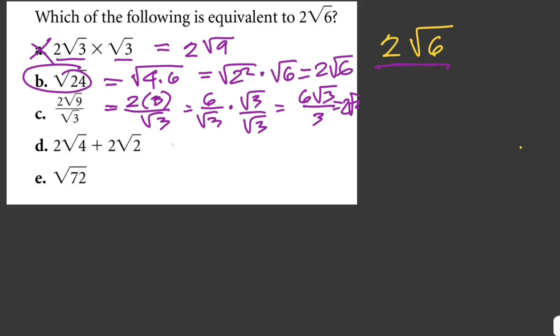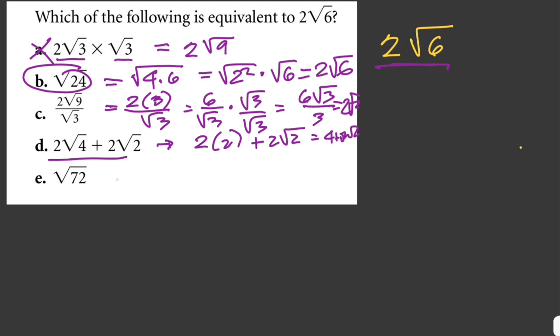And then for letter D, we cannot combine radicals with different radicands using addition or subtraction. So letter D is not equal to 2 square root of 6. But if you're going to solve this, this would become 2 times 2 plus 2 square root of 2, or 4 plus 2 square root of 2.